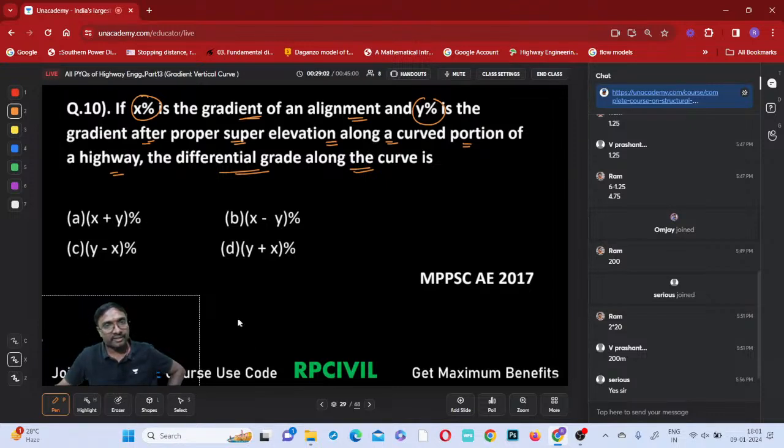So for some portion of this curve, you are having this X percentage, and for the other portion, you will be having this Y percentage. So we don't know exactly.